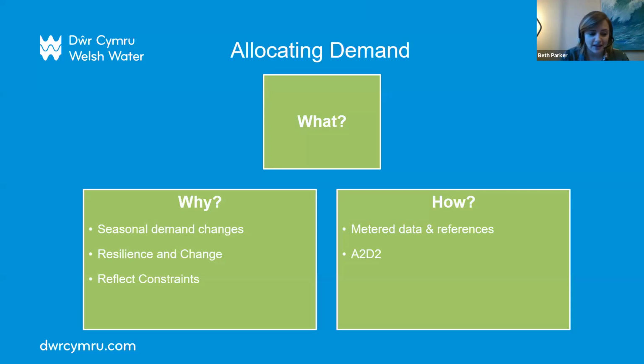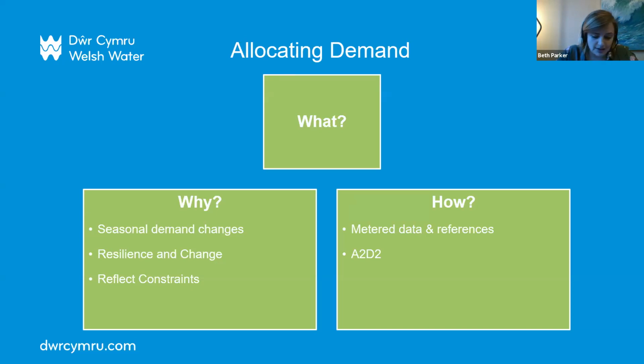We utilize the data that our leakage team collects from the DMAs, and we utilize XDMAs, which are a larger allocation of DMAs, super district meter areas, and reference those into demand centres, which we then allocate into our models to allow us to represent demand changes seasonally and over the course of the demand data collection. We utilize an application called A2D2, which is a purpose-built application allowing us to take this data into account and review it and allocate it to our models.